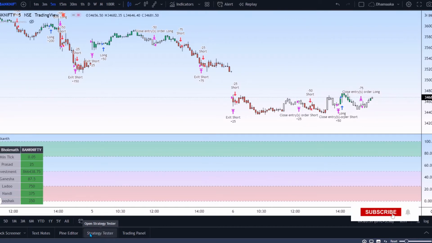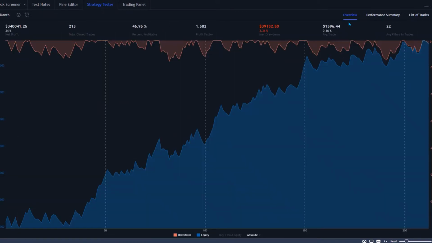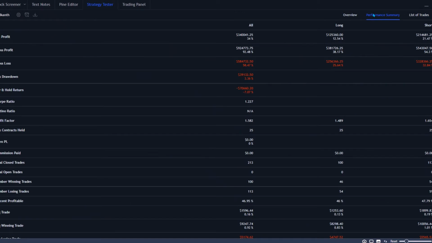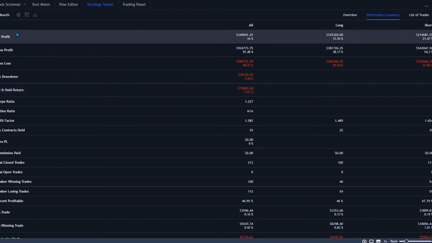So you really don't need to enable Ayurvati settings. These kinds of medicines are not for everybody. But even if you don't enable this, the normal equity curve is pretty smooth, and if you come to the performance overview, you can see if you just held on to your Bank Nifty investment from January till date, your investment would have been down by 7%, right? Whereas if you did this, your net profit would be 34%.